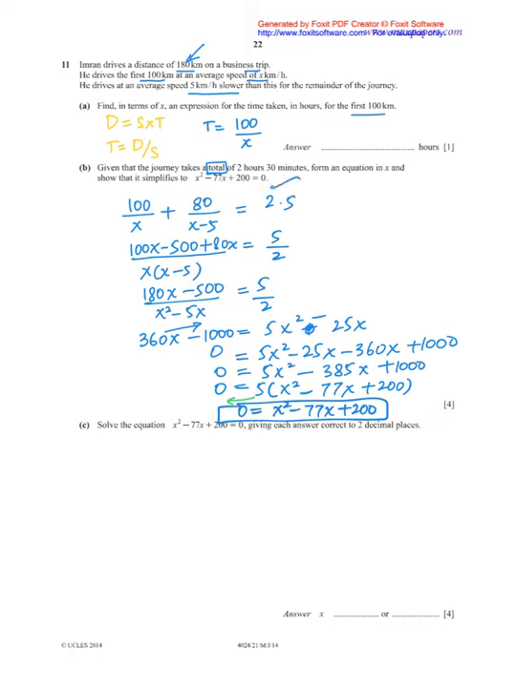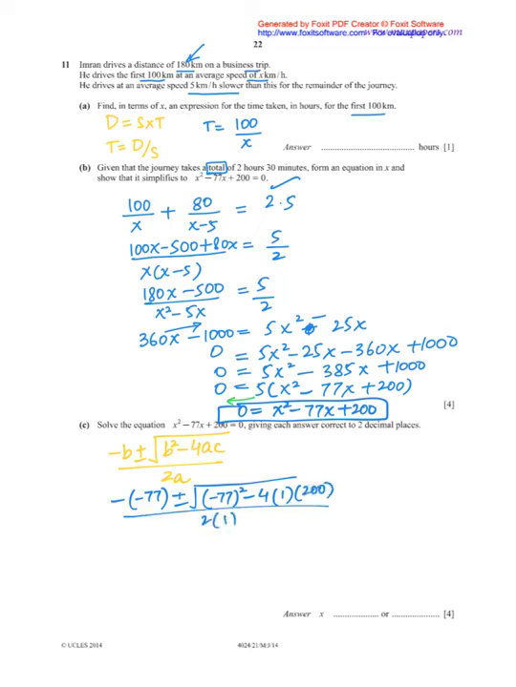Now after that, part C says solve the equation. So the working formula we have is minus b plus minus the square root of b square minus 4ac, divided by 2a. The value of b is minus 77, plus minus the square root of minus 77 square minus 4 times a, where a is 1 and c is 200, divided by 2 times a, where the value of a is 1. When you solve, you will get two values. The first value we get is 74.31, and the next value we get is 2.69.